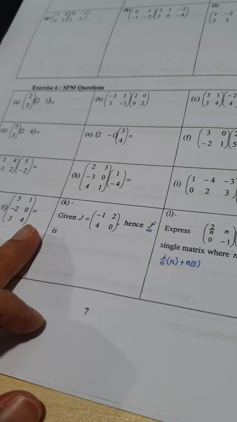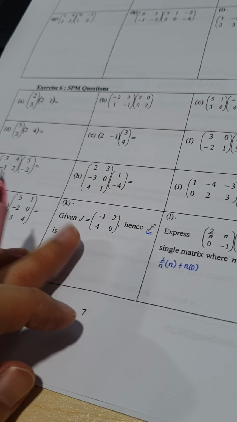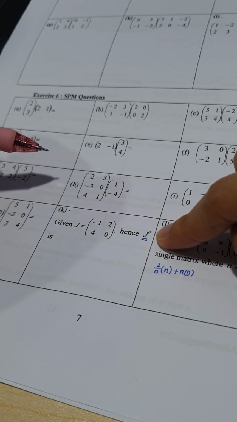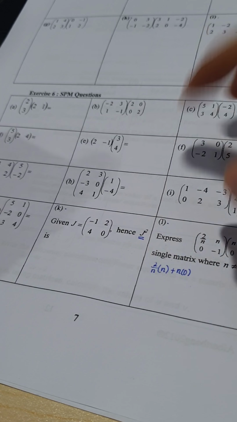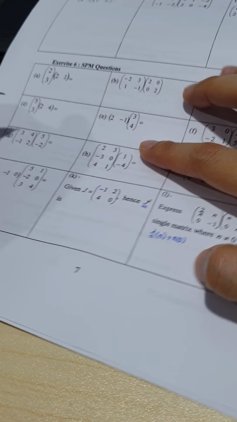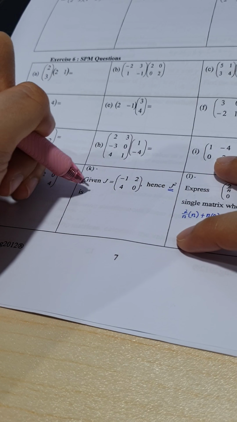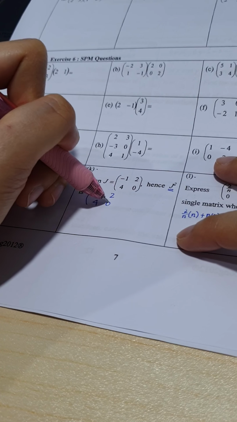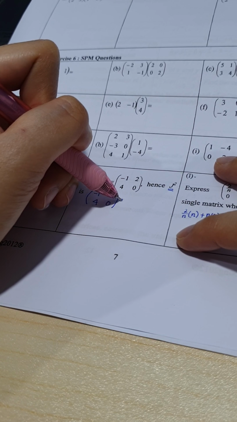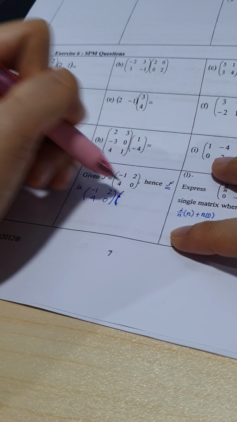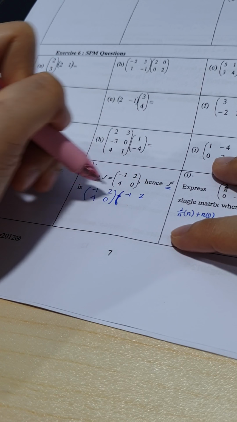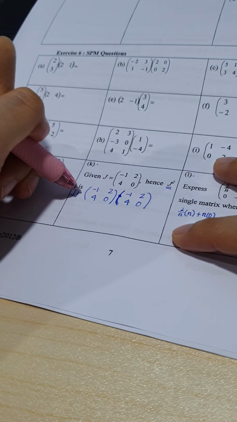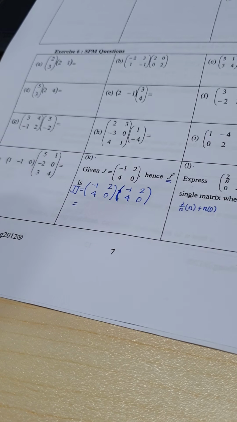Okay, I discuss with you K now. Given J is this matrix, hence J square is what? J square, what does J square mean? J square means J times J. So they ask you to multiply the two matrices together. J square means J times J equals to this.